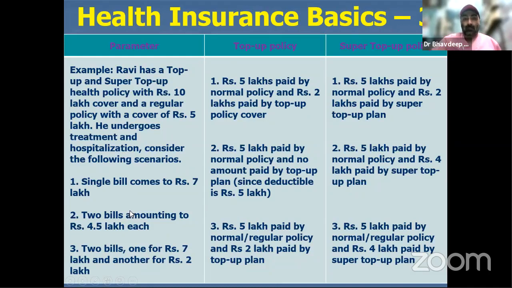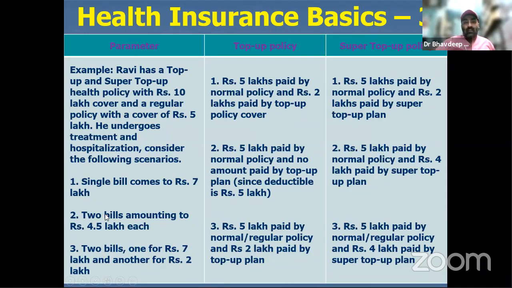Now, second scenario, he is hospitalized twice, with 2 bills amounting to 4.5 lakh each. 5 lakh is paid by the normal policy and no amount is paid by the top up, since the deductible is 5 lakh. So the top up will not pay anything in this. With the super top up, 5 lakh would be paid by the normal policy and 4 lakh paid by the super top up plan. It doesn't mind the multiple claims.